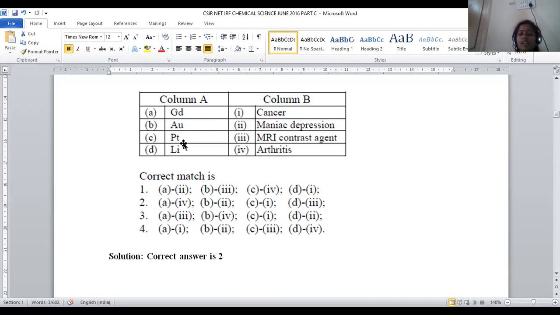And next is about platinum. Platinum is a familiar medicinal compound in the form of cisplatin, where it is attached with two amino groups, two chloro groups. So it will be used in the treatment of cancer. So cisplatin is the familiar medicine for the treatment of cancer. So di-amino dichloroplatinum, that is the square planar complex used for the treatment of cancer.